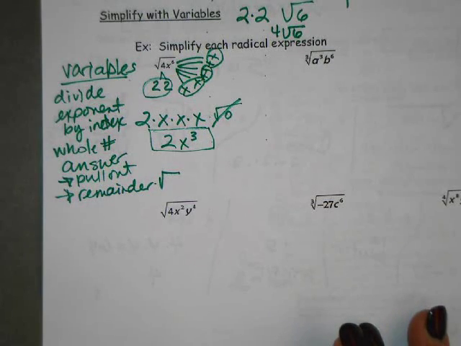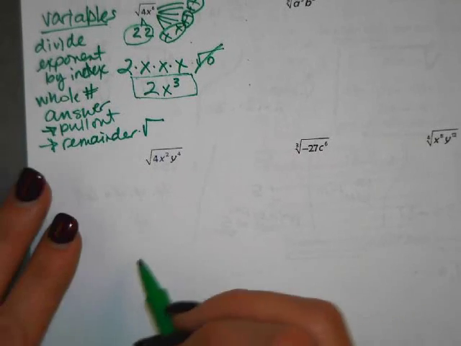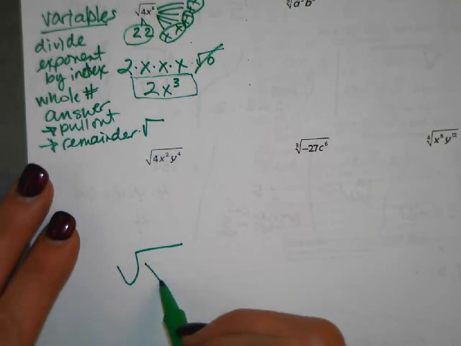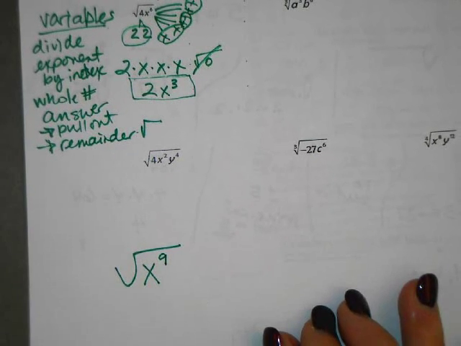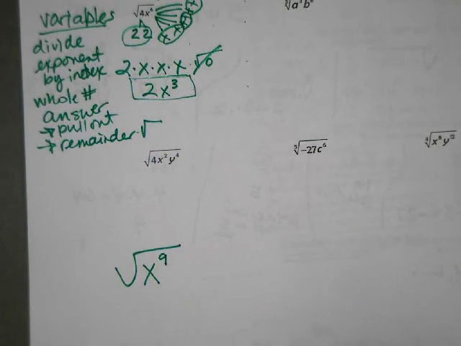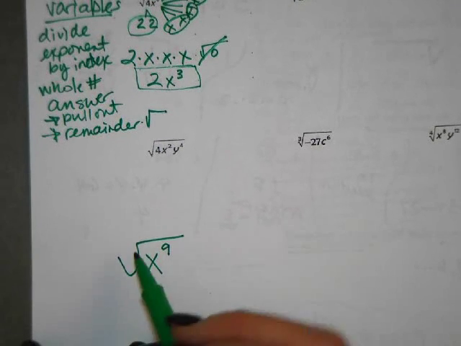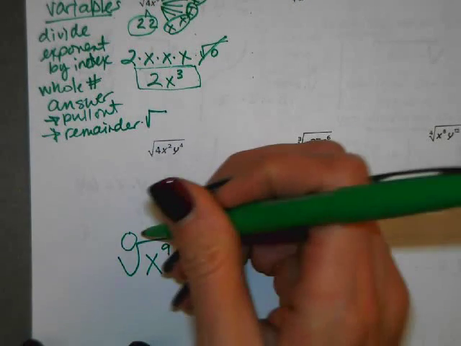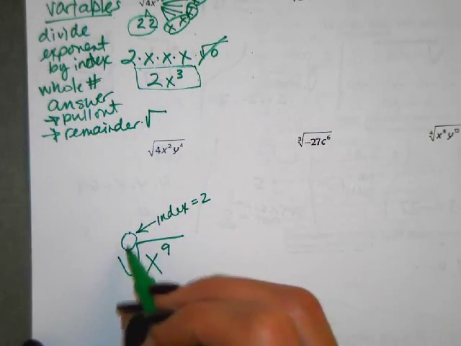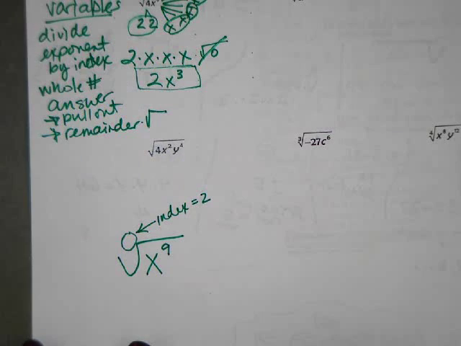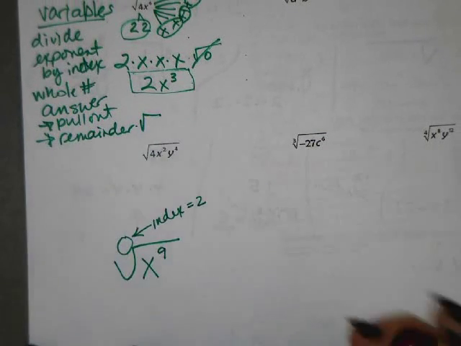Okay? So here's an example. If I have the square root of x to the 9th, what is my index? No, it's not 1. Index is 2. Remember, it's an implied 2 if there's nothing there, right? So you divide the exponent by the index, and the whole number answer is what you pull out, and your remainder stays underneath the radical sign, okay?